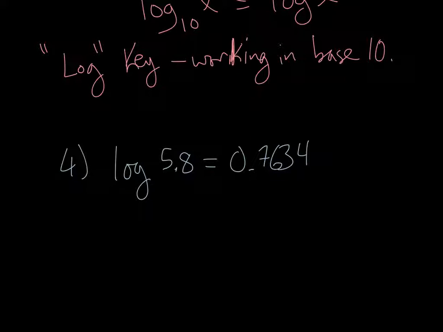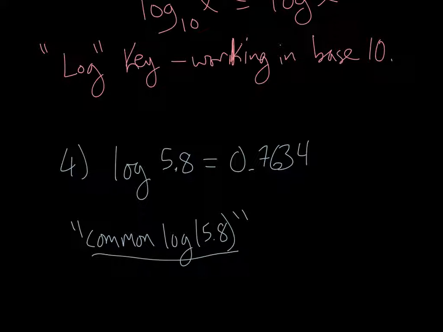If you don't have a graphing calculator at home or a scientific calculator, feel free to use Wolfram Alpha. If you do use Wolfram Alpha, you'll have to type in something like this: common log, and then you would put 5.8. This is what you would type into the search engine, and it should produce this answer.